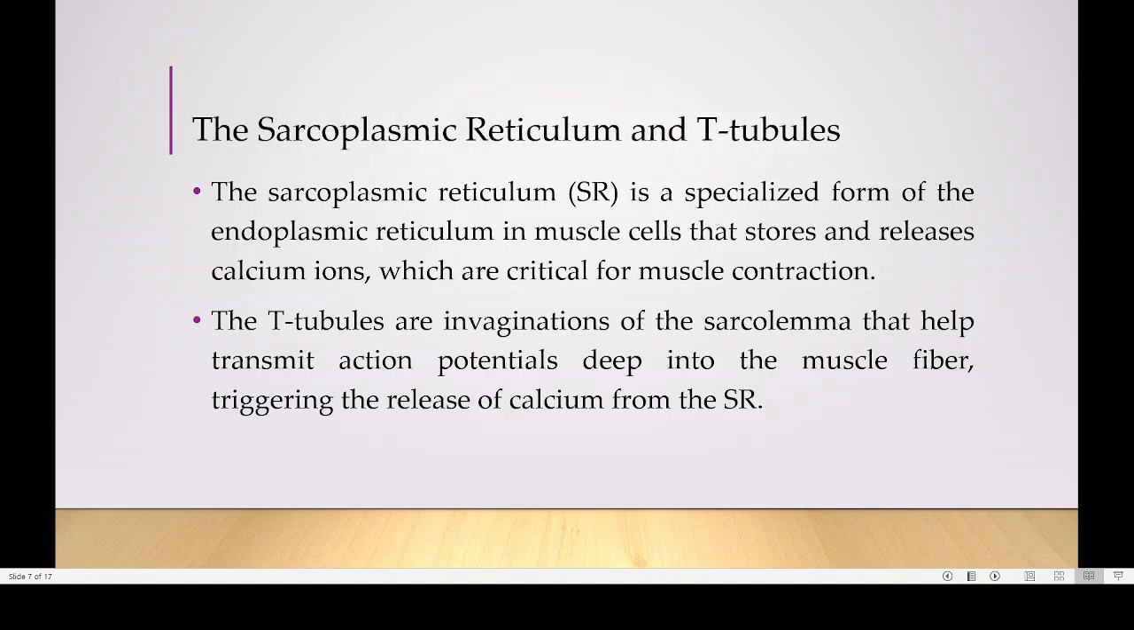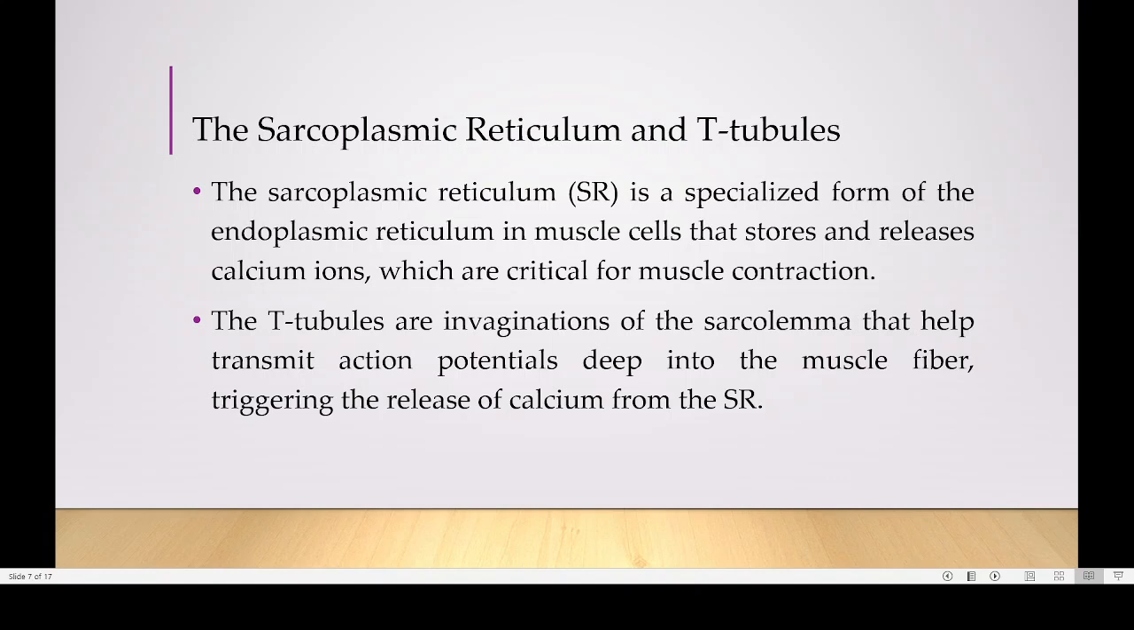Now next is the sarcoplasmic reticulum or T-tubule. Sarcoplasmic means endoplasmic reticulum in a muscle. It is a specialized form of endoplasmic reticulum in a muscle cell that stores and releases calcium ions, which are critical for muscle. When calcium ions reach a muscle cell, they get the message to contract. So if calcium ions are not coming, the muscle will not contract.